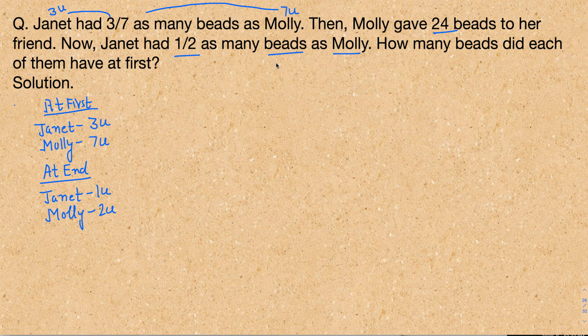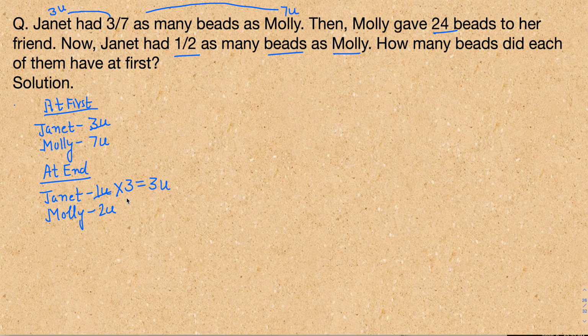That means the number of beads Janet has before and after, at first or at the end, should be the same. But you observe here, at first Janet was 3 units and at the end she is only 1 unit. This should be the same. So how do we make the number of units of Janet's the same? One way is to multiply. At first it was 3 units, so at the end we can also make it 3 units. How? Just multiply it by 3.